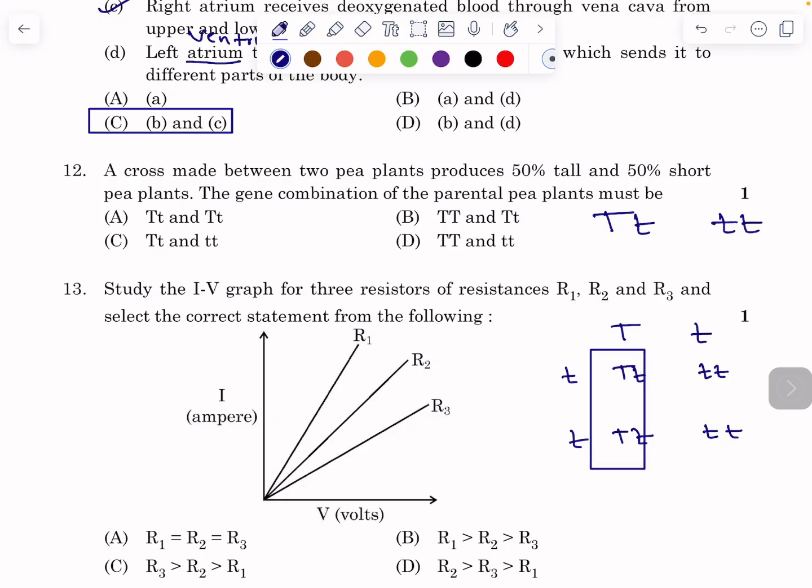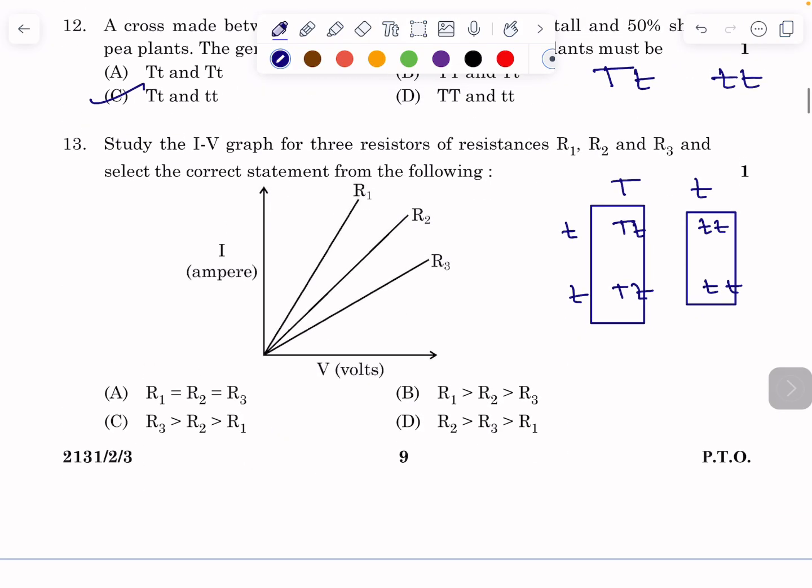Now you see, 50% tall means like this, we will get four types of combination: capital T with small t, small t with small t, capital T with small t, and small t with small t. That means out of 4, 50% are tall plants and 50% are short plants. Here the dominant character is capital T. The combination is C, capital T small t and small t small t.